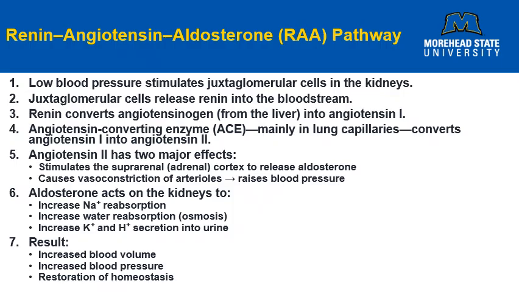It stimulates the adrenal cortex to release aldosterone. It causes vasoconstriction of arteries, which raises blood pressure. But it also can act on the kidneys once aldosterone is there. Okay, we already talked about it. Increased sodium reabsorption in kidneys, increased water reabsorption, osmosis, increases of potassium and hydrogen ion secretion into urine. And the real result of this is that we've increased our blood volume. We've got our blood pressure increased, and we restored homeostasis, especially within electrolyte balance, and also hydration.